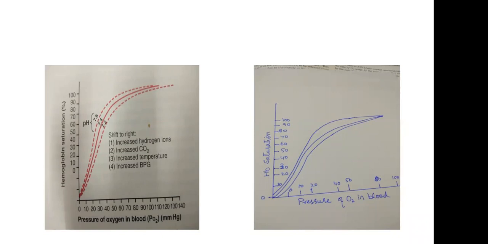Now, if you see and look at the left side diagram, shift to the right, the one in the center, the straight red line in the center, that is the normal. The lower dotted red line is shift to the right, and the upper or left side dotted line is a shift to the left.